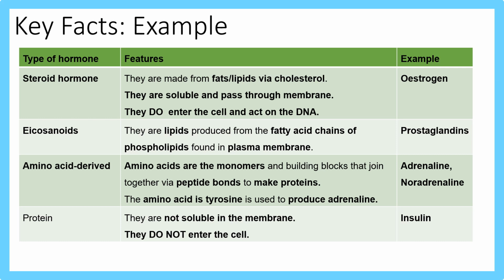Another example is eicosanoids. So these are lipids, which are fats, and they're produced from the fatty acid chains of the phospholipids found within the plasma membrane. If you look at every structure of the cell membrane we've looked at, you can see there's a circle, and then you've got a kind of two fork. The circle is the phosphate, and the two tails at the bottom are the fatty acid tails. So the lipids are produced from the fatty acid tails of the phospholipids found within the plasma membrane.